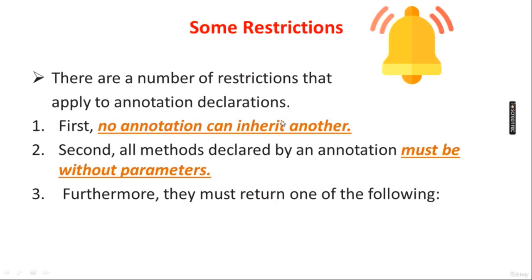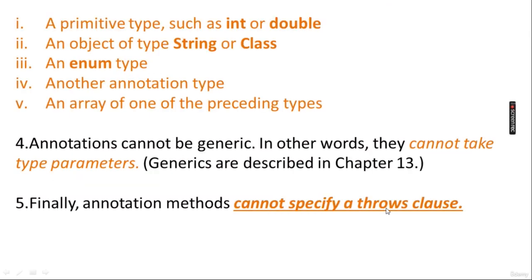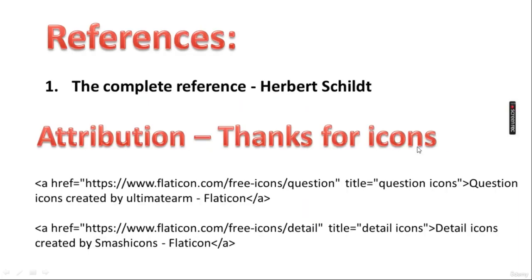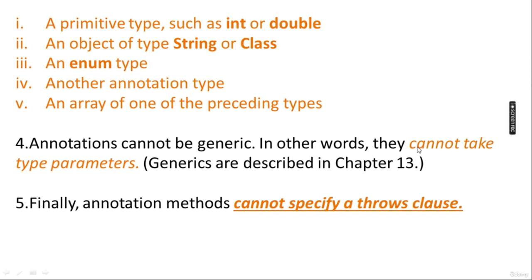Sorry, you can go through the restrictions and then you can decide. You can write them down to understand these restrictions. So this way we have finished with enumeration, autoboxing and annotation.